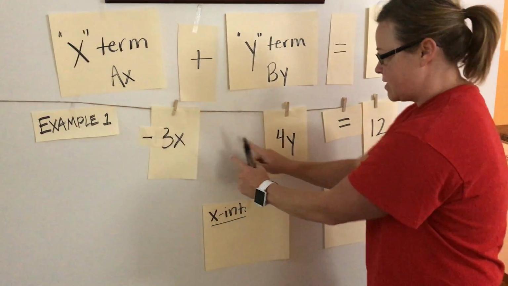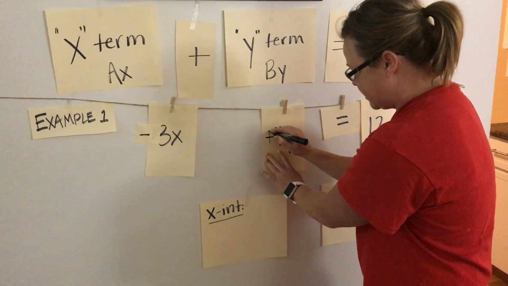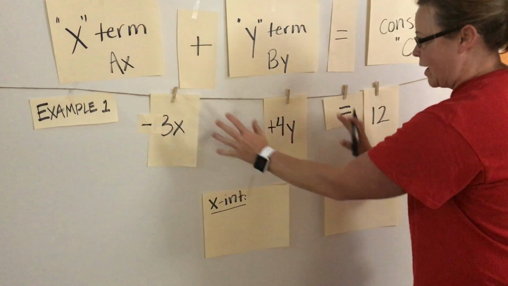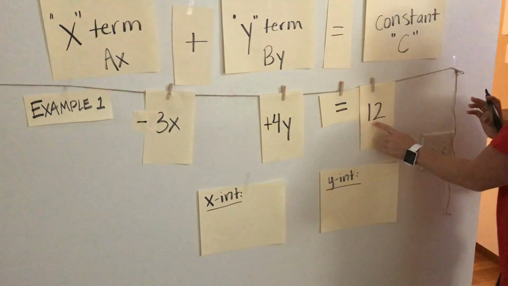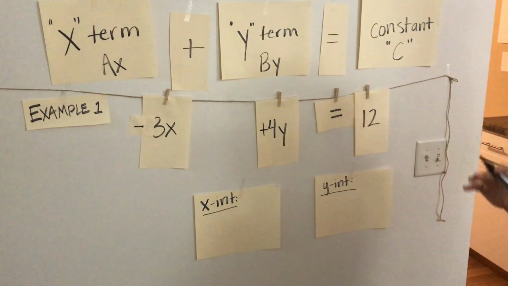These terms don't have a sign in between there. So since 4y was positive, I'm just gonna add a plus sign. So now I have a negative 3x plus 4y, both on the same side, and then my constant with no variables on the right. And now we're in good shape. Now we can rock and roll.